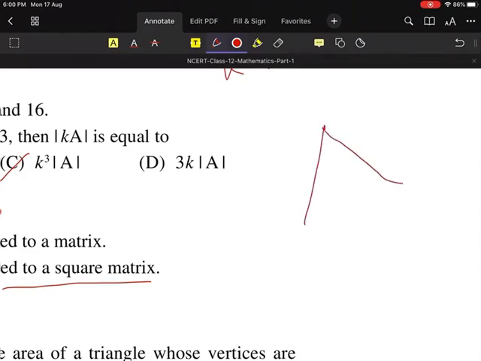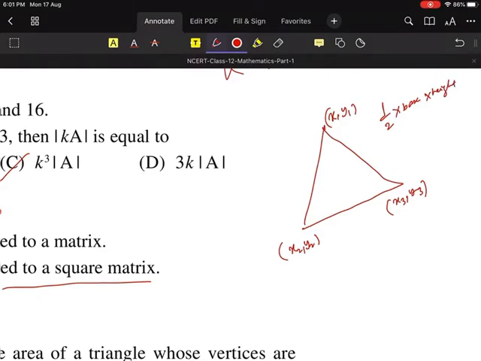Suppose in a triangle we have 3 points, x1, y1, x2, y2, and x3, y3. Now they are asking you to find the area of this triangle. So you know one thing, the area of the triangle is half into base into height, right?